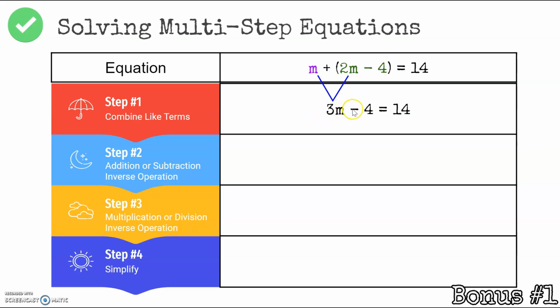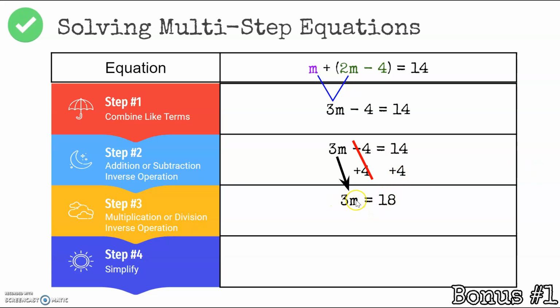We have 3 times M minus 4. I'm working on the left side of the equation here. I can see that I have that -4 right here. So I need to do the inverse operation, which is a +4. I do that on both sides. That crosses out. I'm going to go ahead and bring down my 3m. 14 plus 4 equals 18.